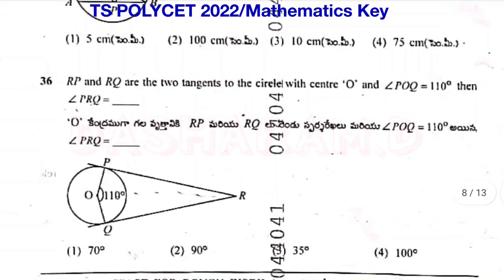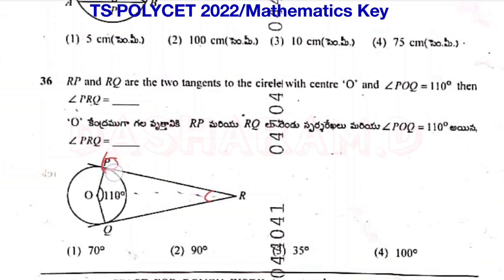Next, question number 36. RP and RQ are the two tangents to the circle with center O. RP and RQ both are tangents to the circle with center O, and here obviously R will become an external point. Angle POQ is 110 degrees. Then what is the angle PRQ? The PRQ value is being asked.